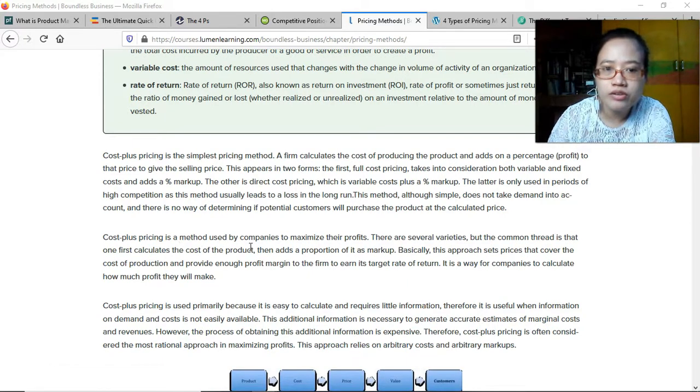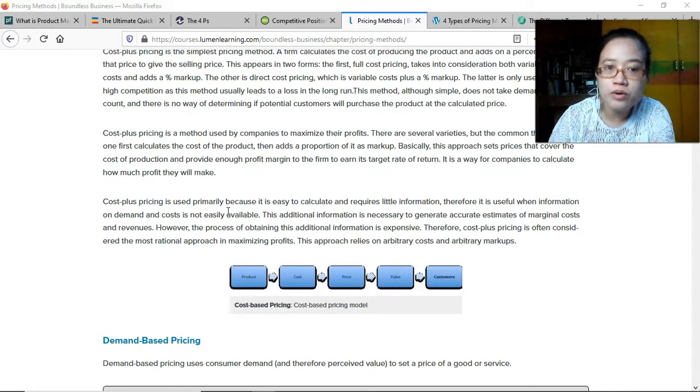Cost plus pricing is a method used by companies. There are several varieties, but the common thread is that one first calculates the cost of the product, then adds a proportion of it as a markup percentage, like 20%, 25%, 30%, 50%. Basically, this approach sets prices that cover the cost of production and provide enough profit margin to the firm to earn its target rate of return. It is a way for companies to calculate how much profit they will make. It is used primarily because it is easy to calculate, requires little information, and is therefore useful when information on demand and cost is not easily available.